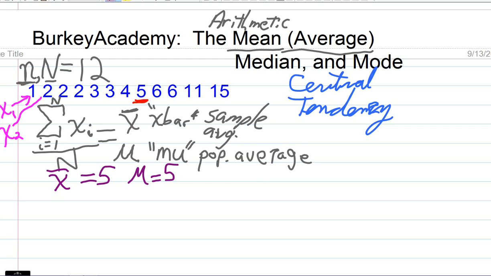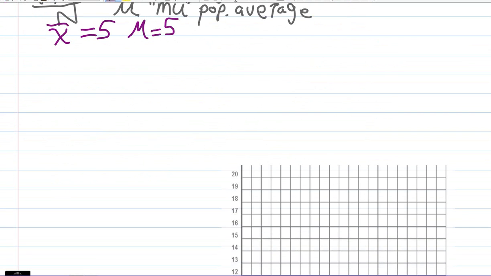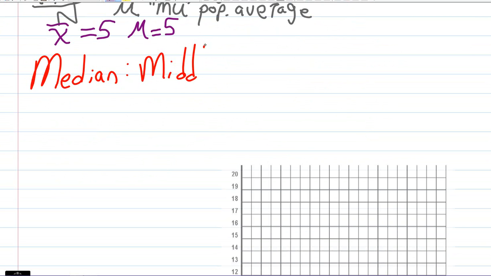Now, let's move on to the median. The median is what some people will call, I don't like it when people call it this, but let me start off with this because I'm sure that you have heard this. A lot of times people will describe the median as the middle number. I don't like this because it's a little vague. What do you mean by middle number?